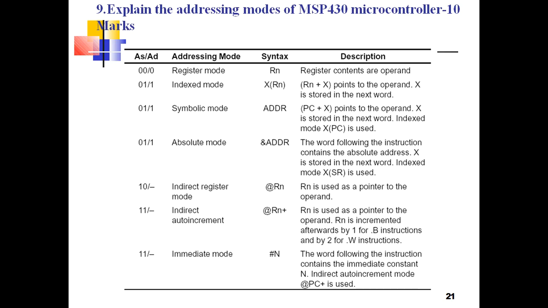Here the registers are going to be used. Index addressing mode: you are going to use the index address to form the address for the data. Next, symbolic mode. Here again you are going to use the program counter with X, which is stored in the next word. Indexed mode. Next, absolute mode. Here you are going to give the address of your data, that is, you can say absolute address. X is stored in the next word. Index mode, X of SR is used.